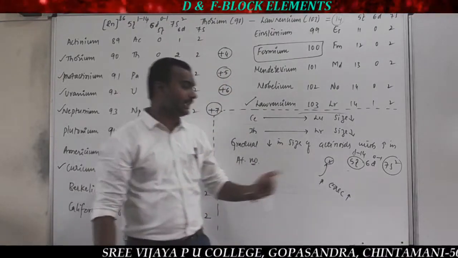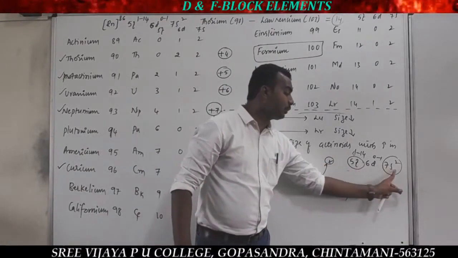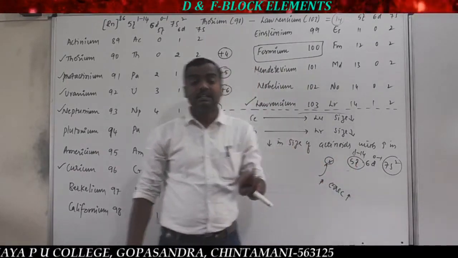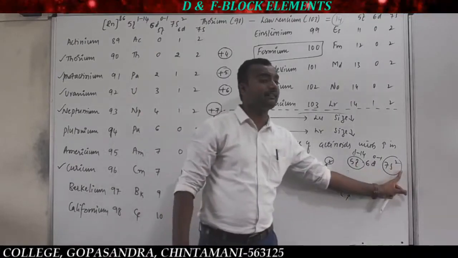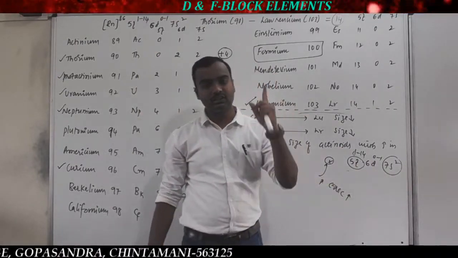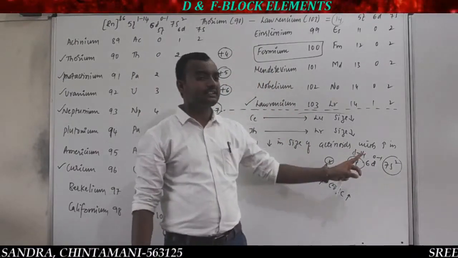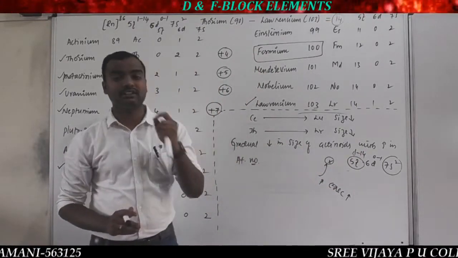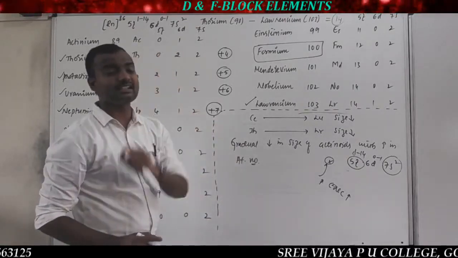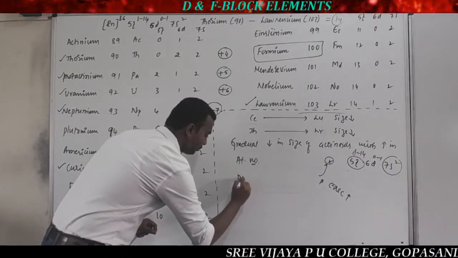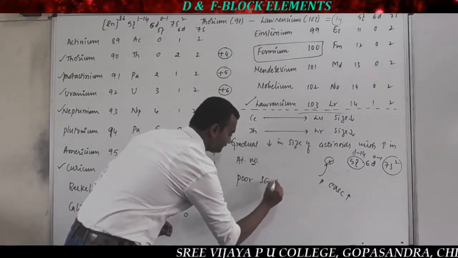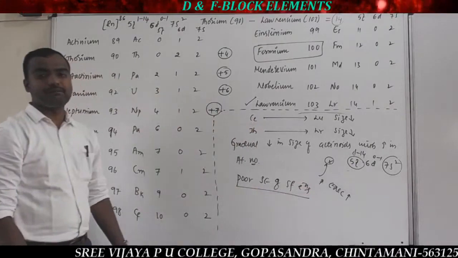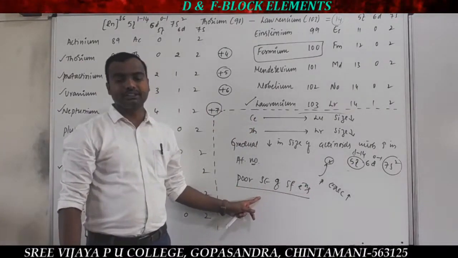Because of very poor shielding effect, what happens? The 5f electrons do not shield much of the force of attraction between the nucleus and the outermost electron. So the attraction between the nucleus and the outermost electron increases. As the attraction increases, size gradually decreases. So what is the cause of the actinide contraction? That is due to the poor shielding effect of 5f electrons. That is the reason for actinide contraction.